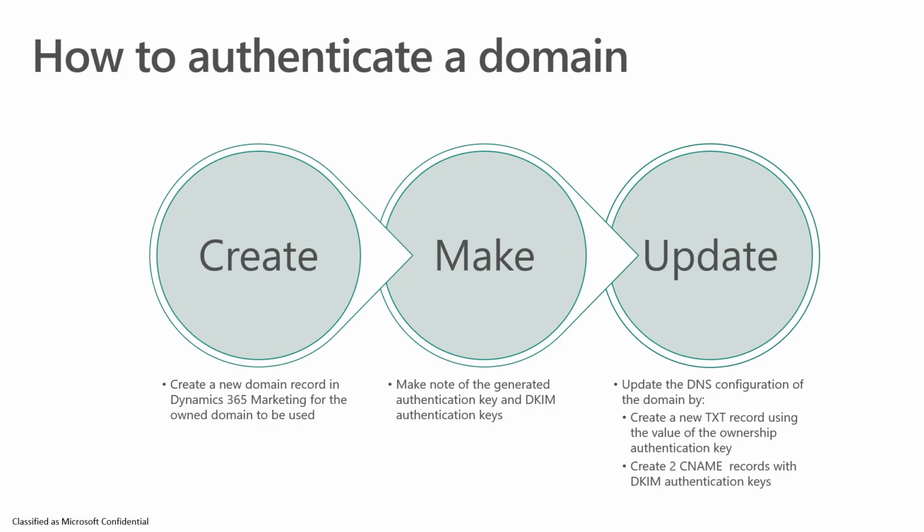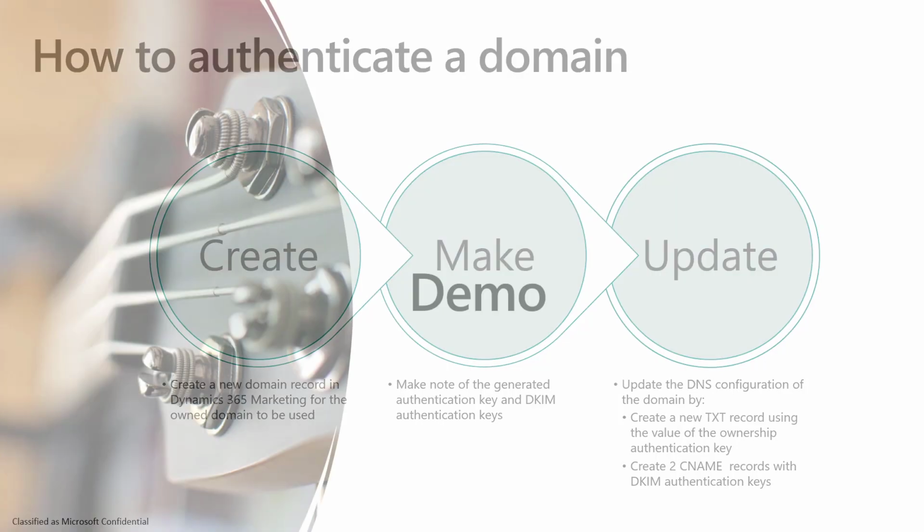How do I authenticate the emails? Basically, I first need to go into the application and create a new domain record, which generates the keys that I need to use. I'm then going to be able to pick them up and put them into my DNS configuration by creating a new TXT record using the value of the ownership, and then create two CNAME records with the DKIM authentication keys.